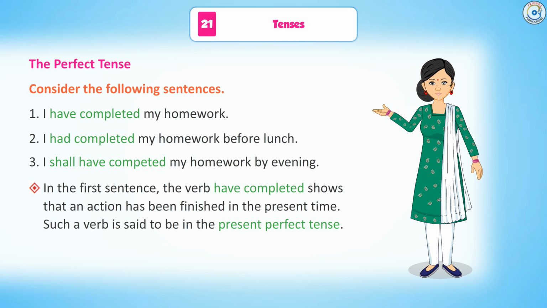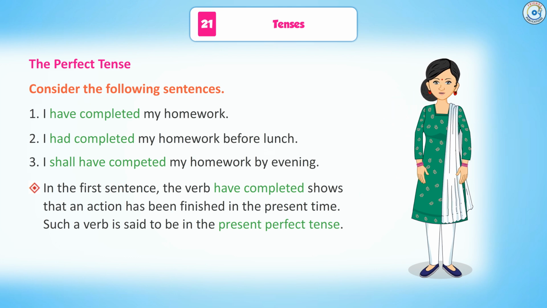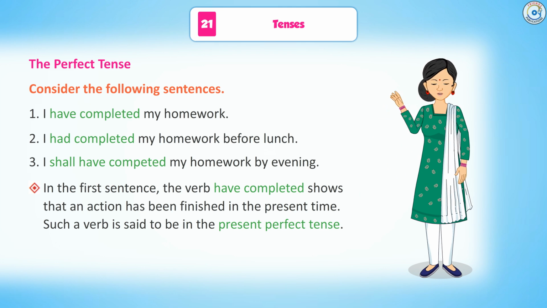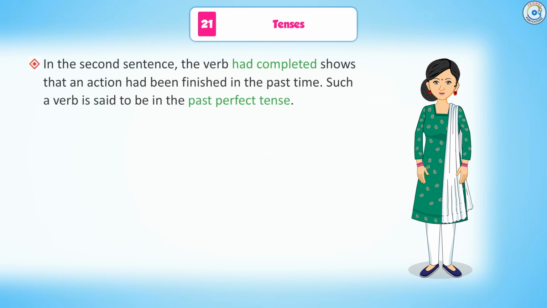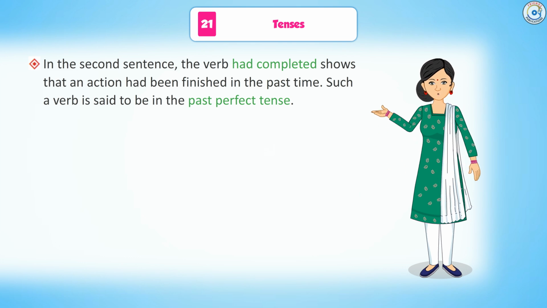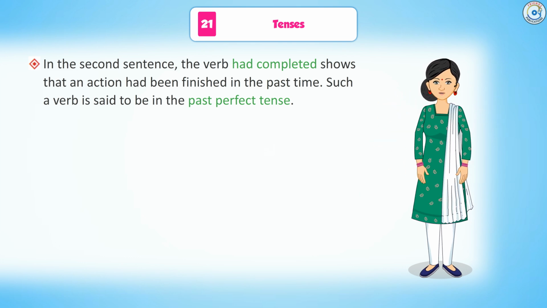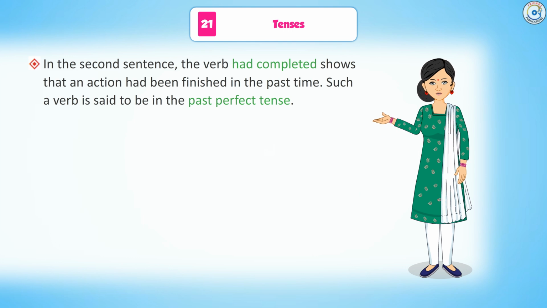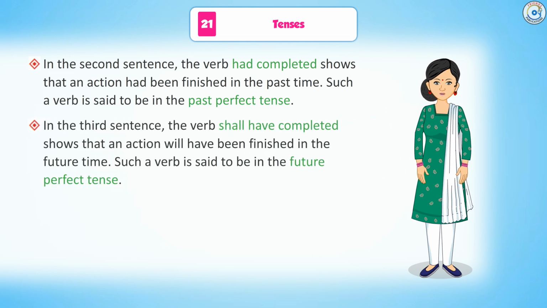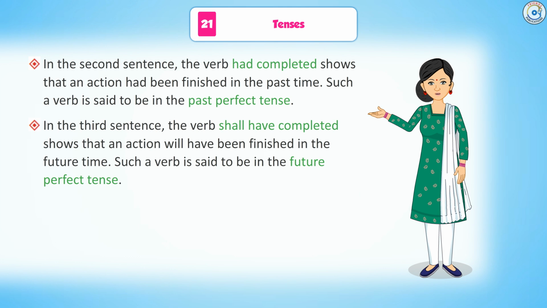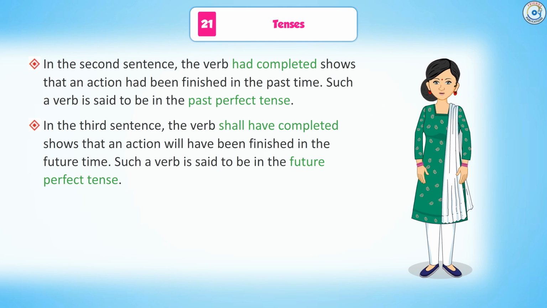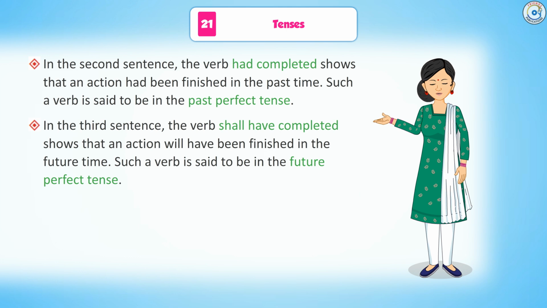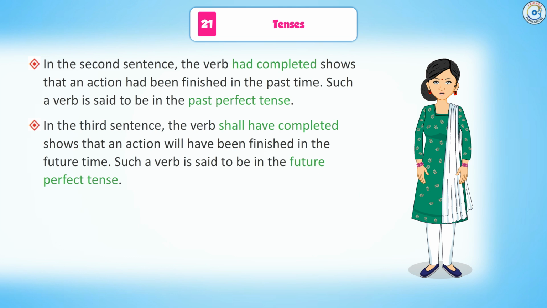In the first sentence, the verb have completed shows that an action has been finished in the present time. Such a verb is said to be in the present perfect tense. In the second sentence, the verb had completed shows that an action had been finished in the past time. Such a verb is said to be in the past perfect tense. In the third sentence, the verb shall have completed shows that an action will have been finished in the future time. Such a verb is said to be in the future perfect tense.